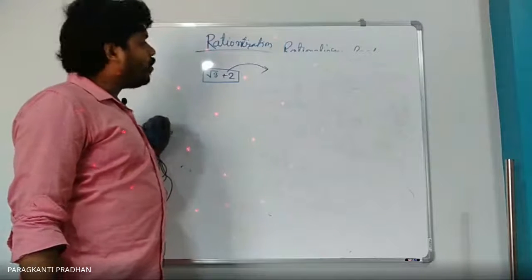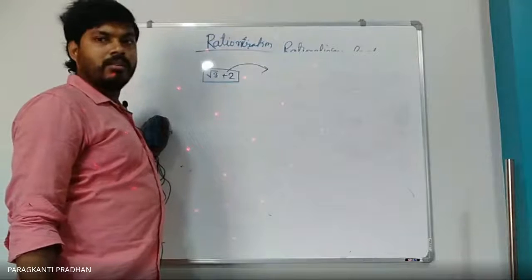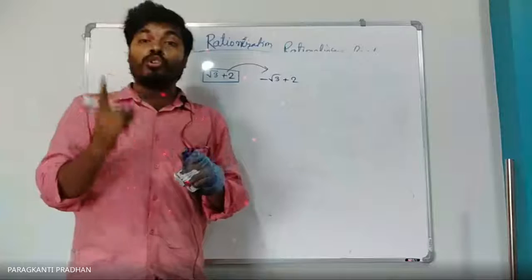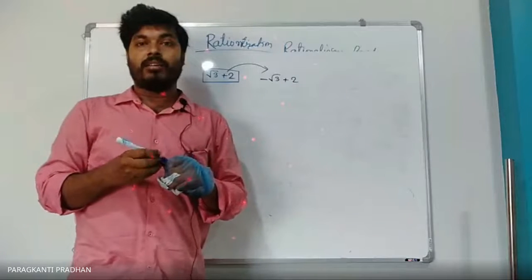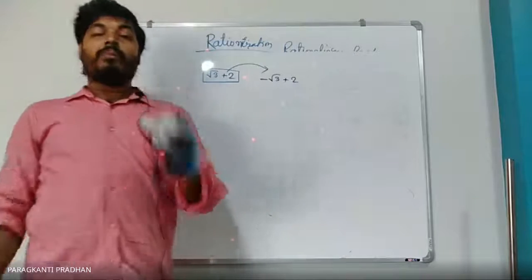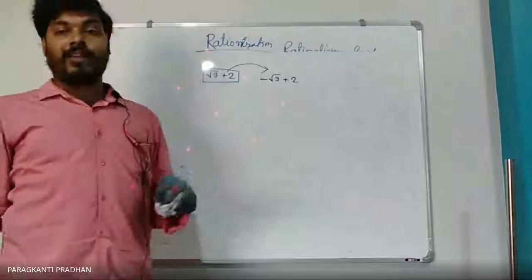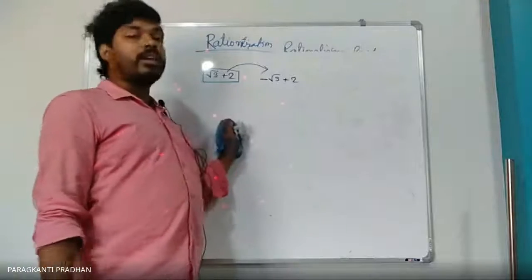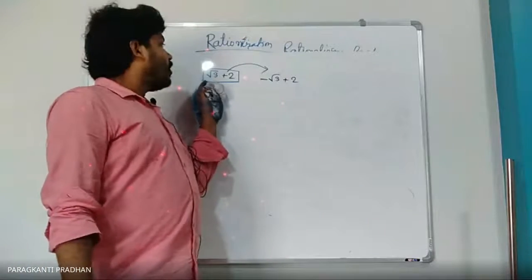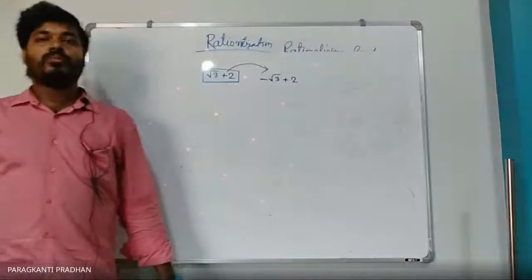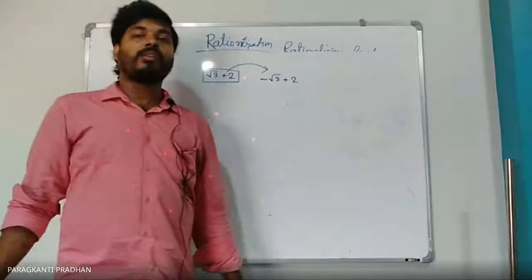Sukarna, what will be the conjugate number of this? Sir, minus root 3 plus 2, or another one will be root 3 minus 2. I'm asking you only the conjugate number, not the rationalizing factor. Whenever I'm asking you the rationalizing factor, then two rationalizing factors are there. But whenever I'm asking you the conjugate number, then it will be minus root 3 plus 2. Okay. Sir, can you repeat once again?